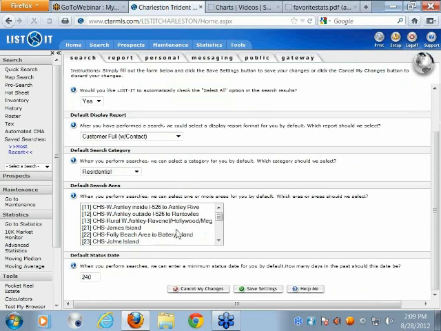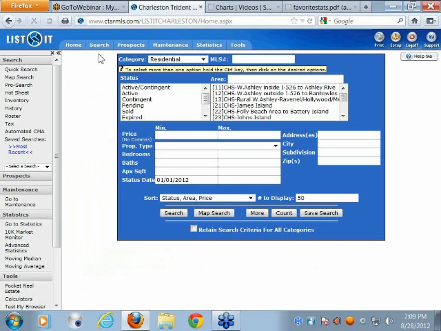And at the very bottom of setup, I have put in 240 days for my default status date, at the very bottom of the page down here. If you do that, when you do a quick search, you will always be looking back that many days. So I always look back 8 months. Sometimes I may have to change that date if I need more data, but I don't want to look at all sales that have ever occurred in a neighborhood. I've got to put some limit on it. So I go back 8 months in general.